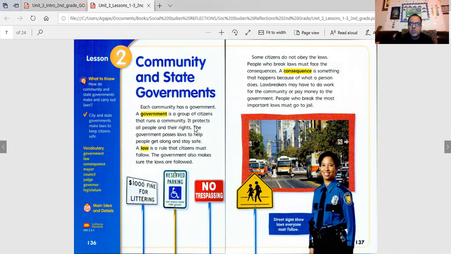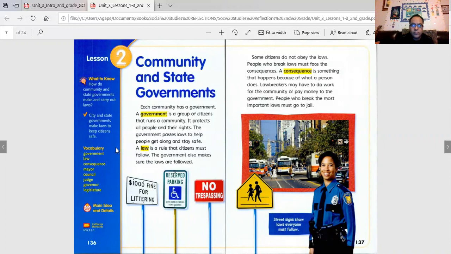Some things to consider before we start reading: you will understand how community and state governments make and carry out laws. The city and state governments make laws to keep citizens safe. That's why laws are made, to keep us safe. You'll also look at a bunch of vocabulary in this. You can repeat the words after me.